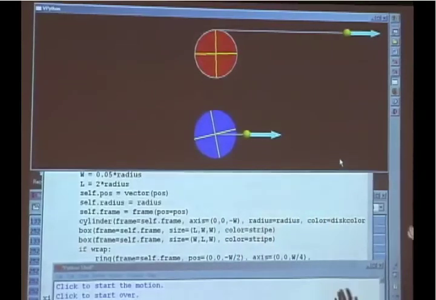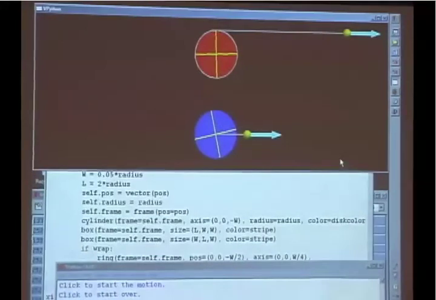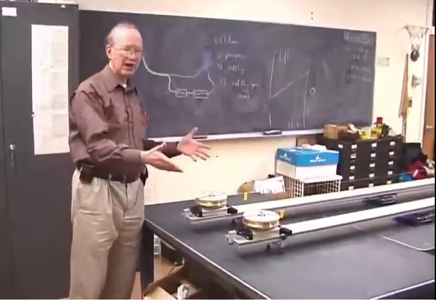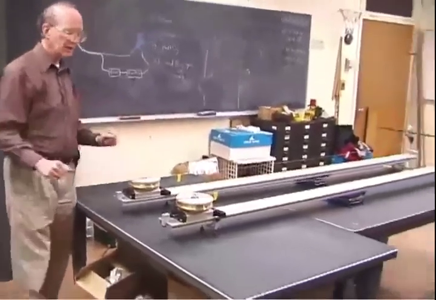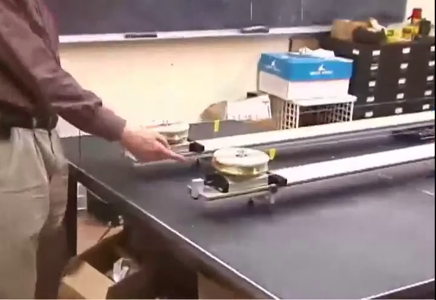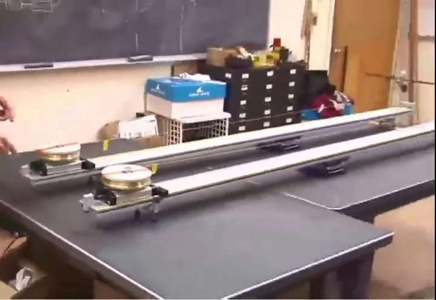Momentum land just says they have to move together, but energy land says some other things can be happening. Or it could go into spinning energy. Okay, so let's see what actually happens. We have here a video of the real thing. This is Dr. Sherwood. Here we have equipment that's sort of like two pucks sliding on ice. What we really have are two heavy pulleys riding on two carts that will roll on these long aluminum tracks.